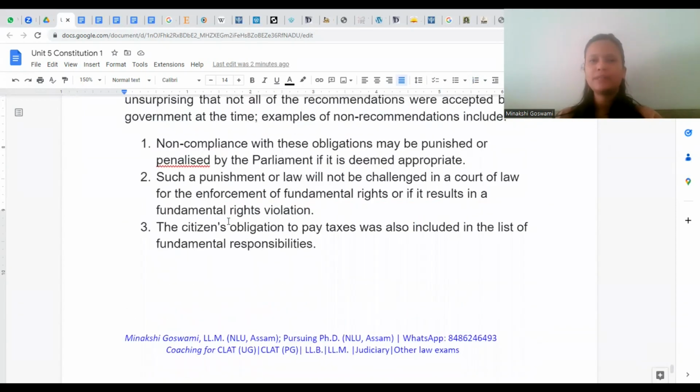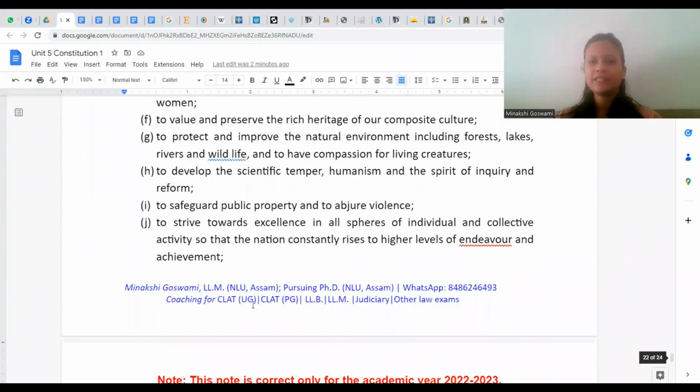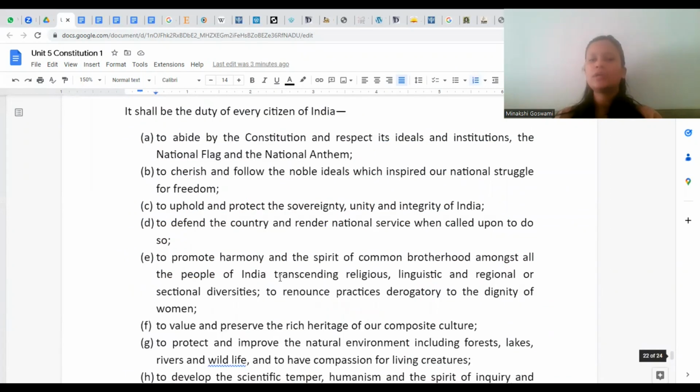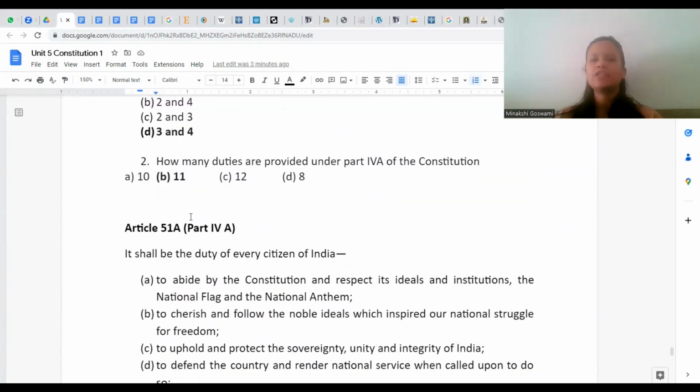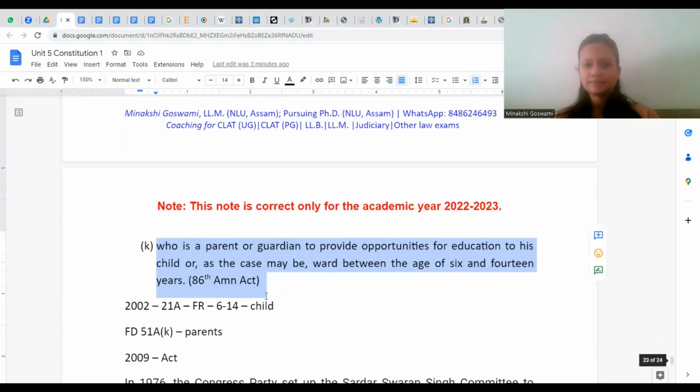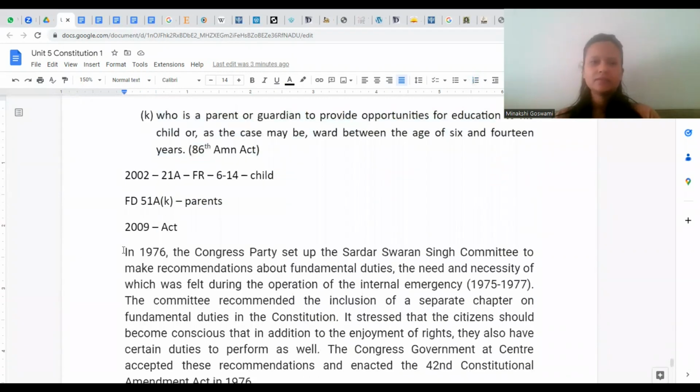So these are the fundamental duties. We have 10 duties added by the 42nd Amendment Act, and the last one added by the 86th. In total, we have 11 duties mentioned in Part 4A, Article 51A. Is it clear? Yes.